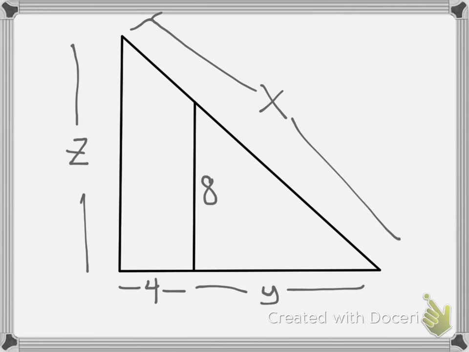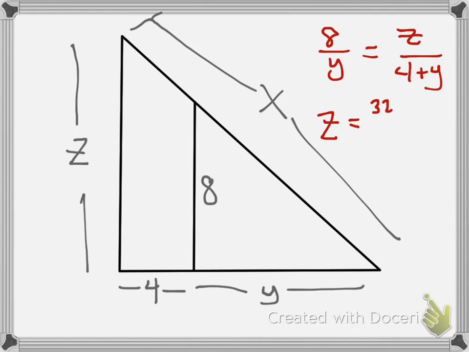You see some similar triangles going on. So I can set up a proportion like, let's see, how about 8 over y, the height of the small triangle to the base of the small triangle, is going to be equal to z, the height of the big triangle, over the base of the big triangle, 4 plus y, like this. And so from this, I could solve for z, let's say, and we get z is equal to 32.